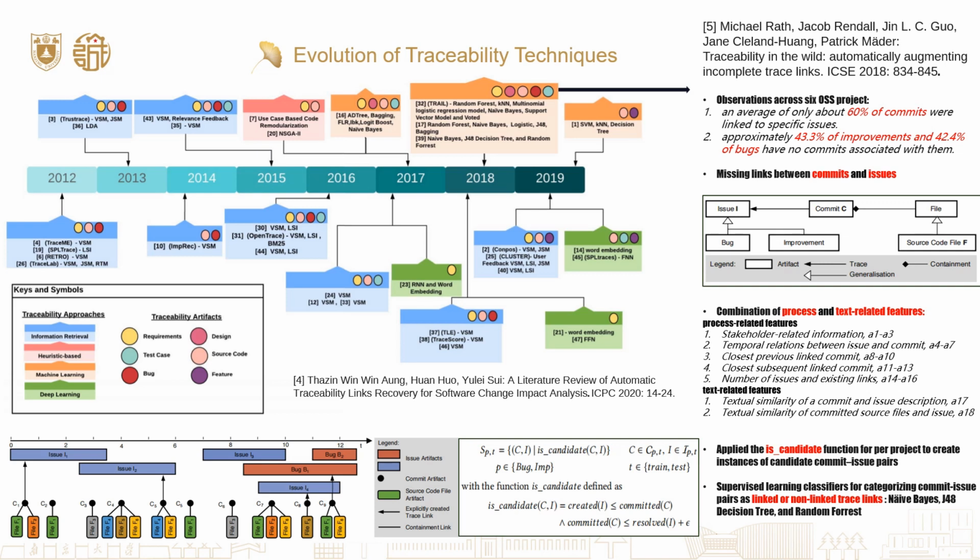As part of their efforts to generate missing links at the commit level, at least one link per commit, they combine process and text-related features, for example, stakeholders, temporal relations, and text similarities between source and target artifacts. To create candidate trace link pairs between commits and issues, they use a matching function to match each issue with candidate commits that were submitted during its lifetime. However, they still considered a time window threshold epsilon, as well as commit submissions related to past resolved issues.